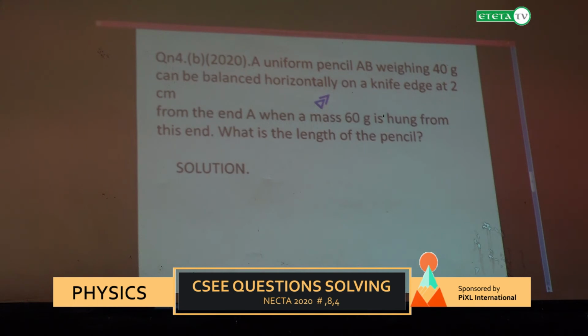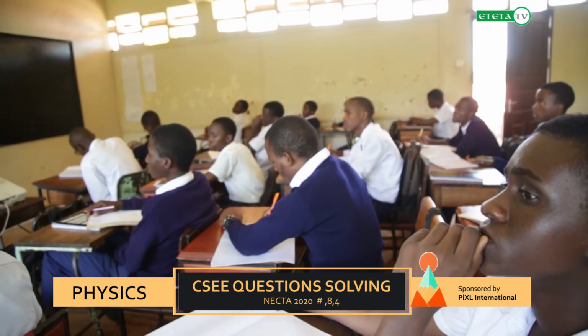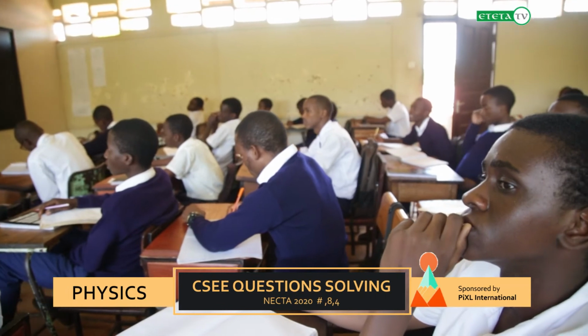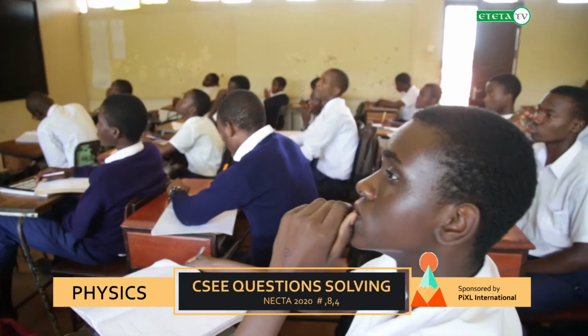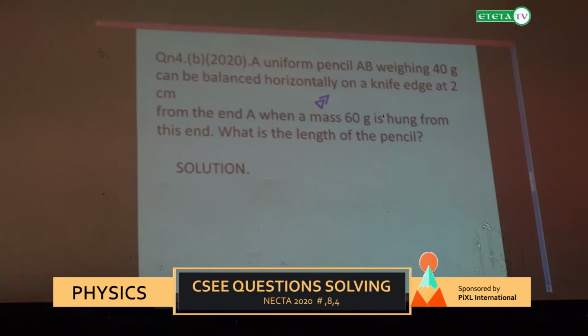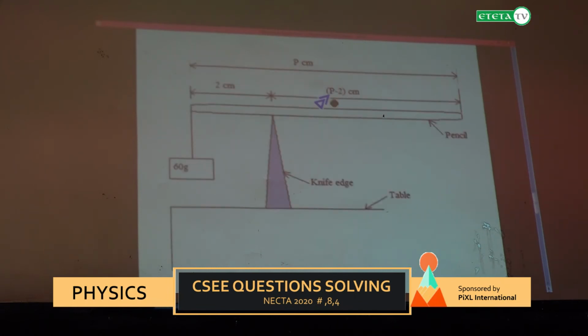Now, to start this question, let us see the diagram. The diagram shows this pencil. So here, we have a pencil. This is our pencil, and we say that this end here is the end A.